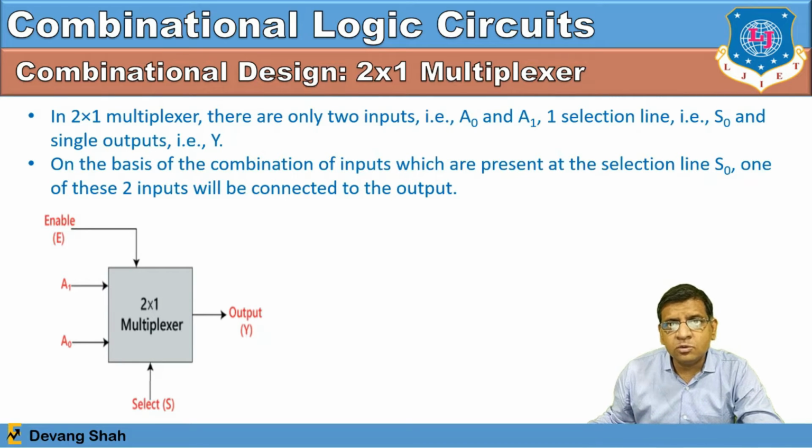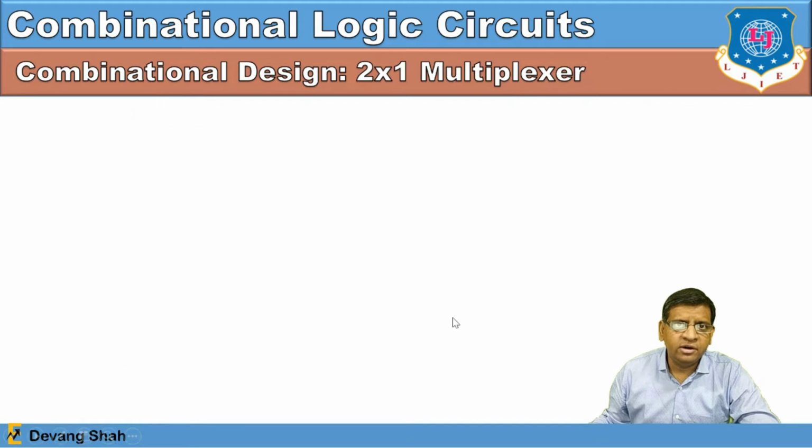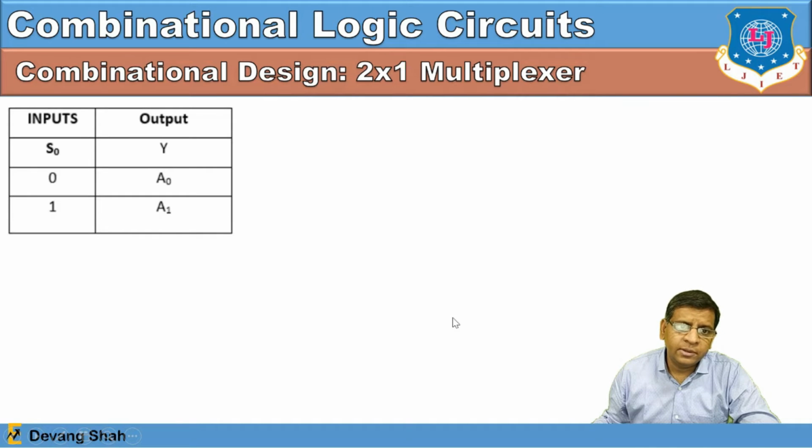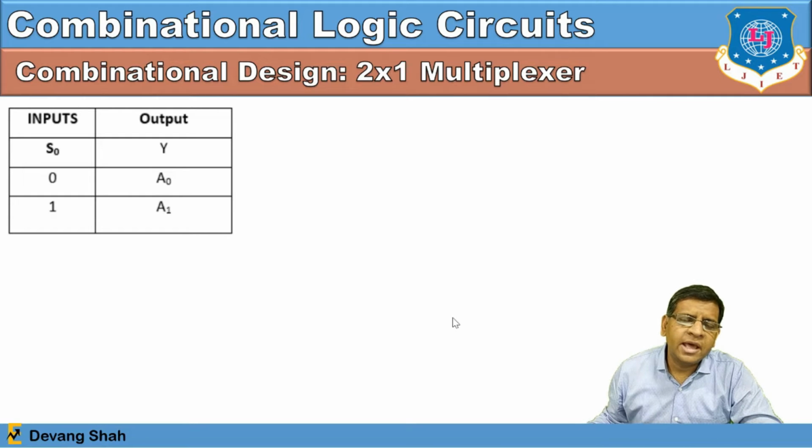If S is equal to 0, Y is connected with A0. And if S is equal to 1, Y is connected with A1. So you can have a 2 cross 1 multiplexer, and that's so simple from the truth table. Our design is always simple: start with the truth table, then go for a K-map, then deduce the Boolean function, and finally you can have your digital circuit with the logic gates.